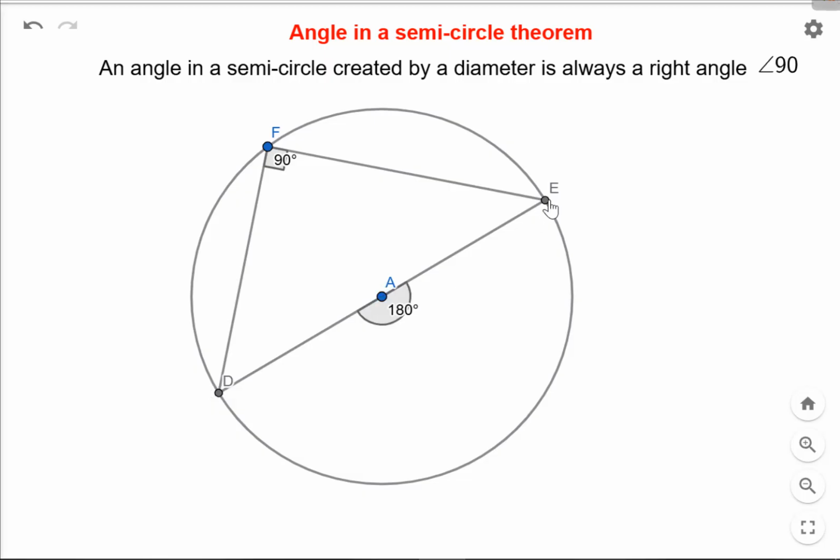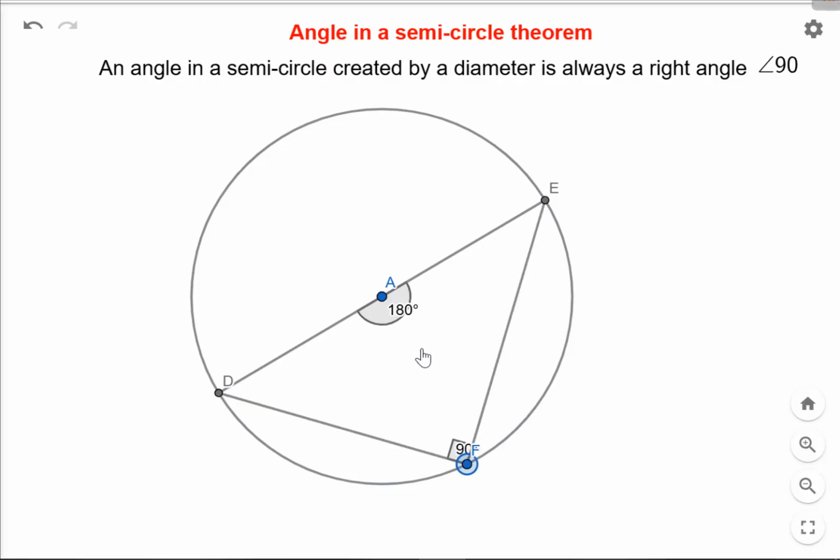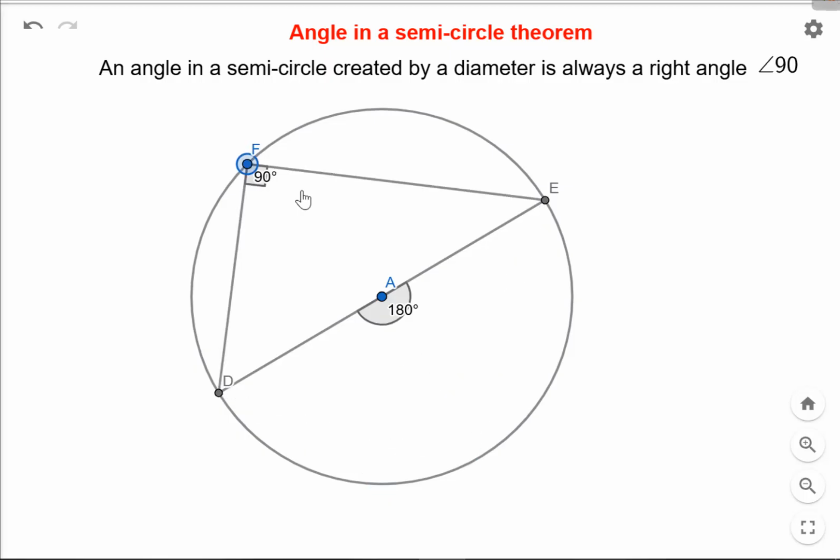is 180. Do you remember the angle at the center is always twice the angle at the circumference? And because the diameter divides the circle into 2 equal parts, the angle at the center will be 180. So let's move it around so that you see it's always going to be half of 180, and half of 180 is 90. You can clearly see because the circle has been divided into 2 equal parts.